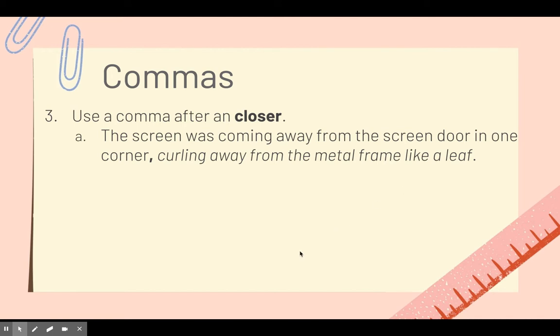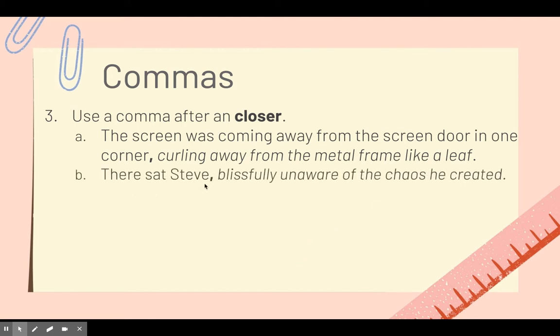Here's another example of a closer. There sat Steve. This is a very short independent clause. There sat Steve, comma, blissfully unaware of the chaos he created. That's my closer. So the closer is when you have the independent clause coming first.